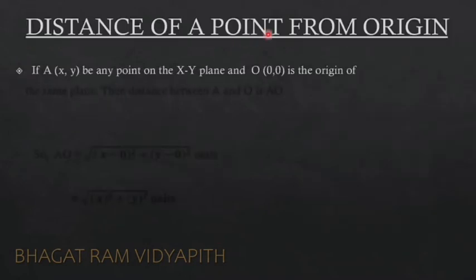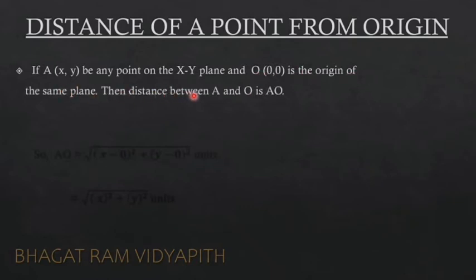Now let us see the distance of a point from the origin. Earlier we had two distinct points, P and Q. In this case, we have a point A and the other point is simply the origin, (0, 0). So if A, which is a point (x, y), be any point on the xy plane, and O, which is (0, 0), is the origin of the same plane, the distance between A and O is AO. Let us understand this with the help of a graph.